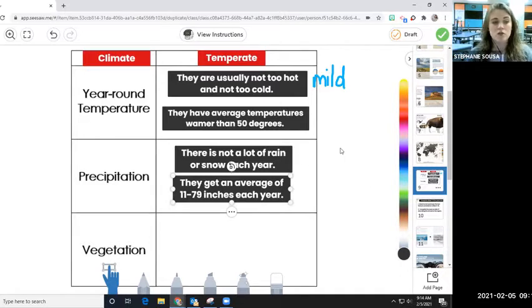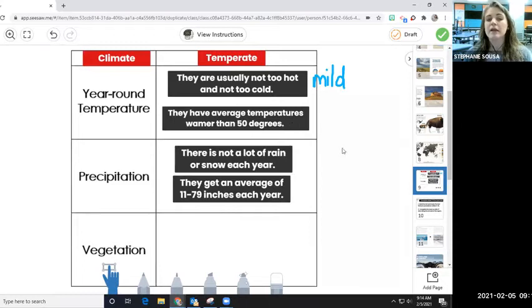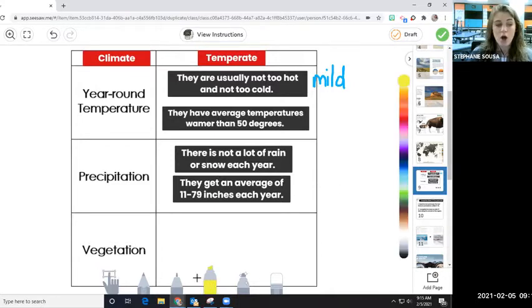Okay, so here's a little bit of information about our temperate climate. As we're reading, we're going to see if we can highlight information for these facts. If you see something about it not being too hot or too cold, we're going to highlight it. About it being warmer than 50 degrees, we're going to highlight it. About there not being a lot of rain and snow, we're going to highlight it. And about getting 11 to 79 inches each year, we're going to highlight that. We're also going to look for information about vegetation.